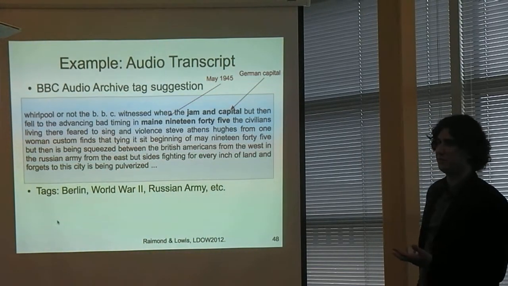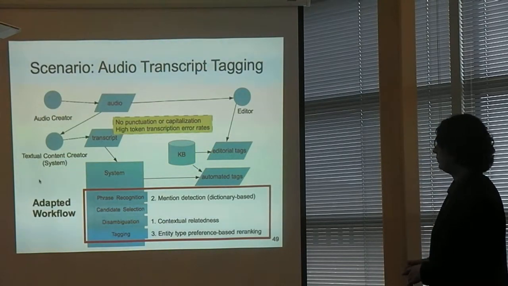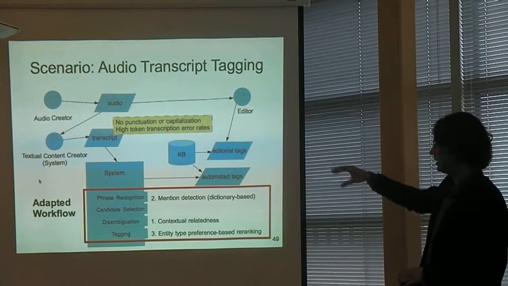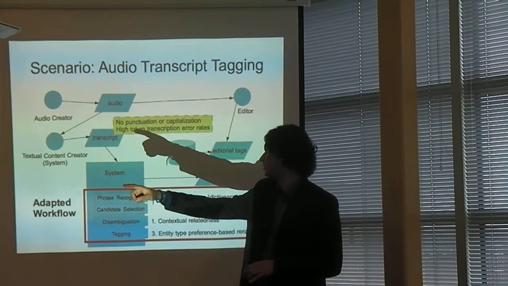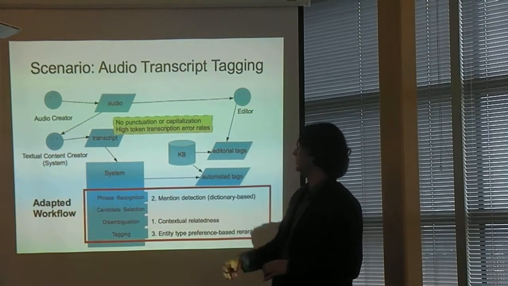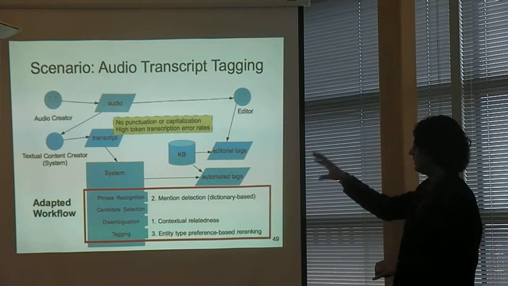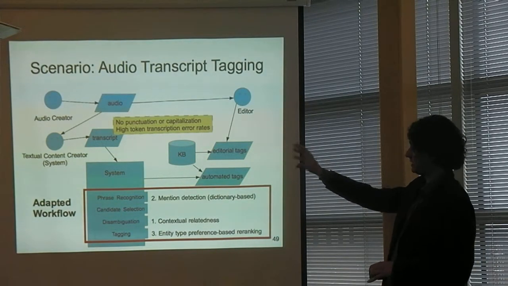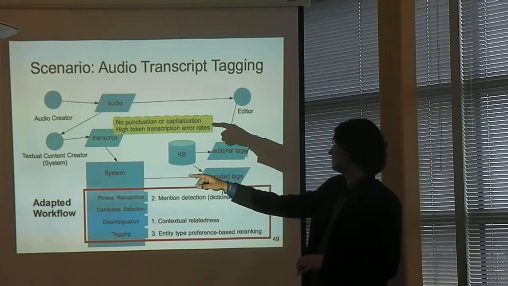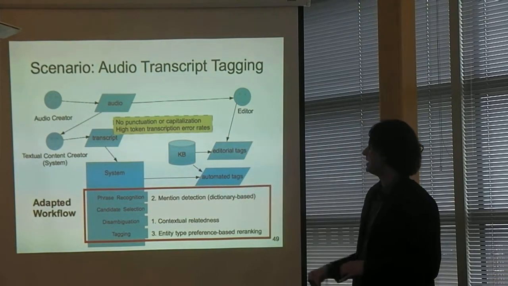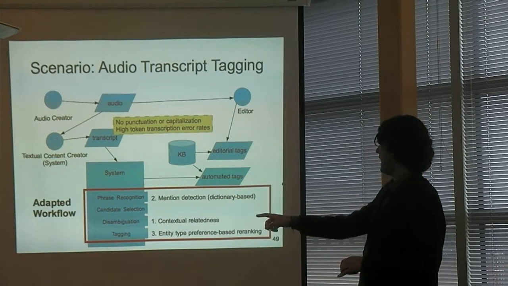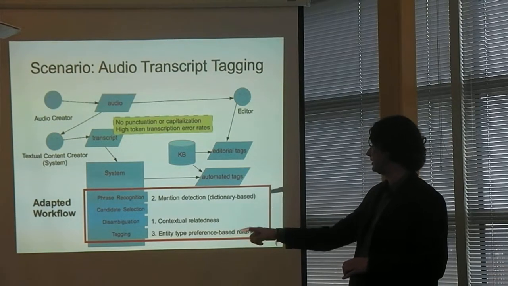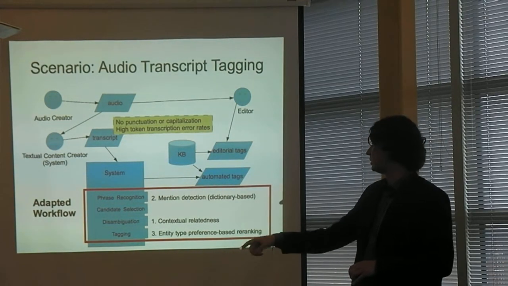So I said, well, okay, let me see if the system can adapt to this. So what we did is create this instantiation of the conceptual model for this scenario. Somebody creates the audio, which is then transcribed to text by a system. So the creator of what we're going to annotate is a system. And we know that the system has these characteristics of not having punctuation or capitalization, has high token transcription error rates, and so on. So we send this to the system, and what we did here is we adapted the workflow by changing the order of what we apply.